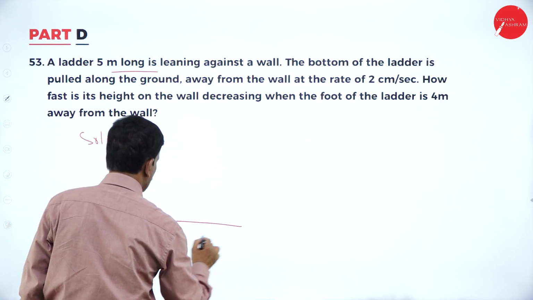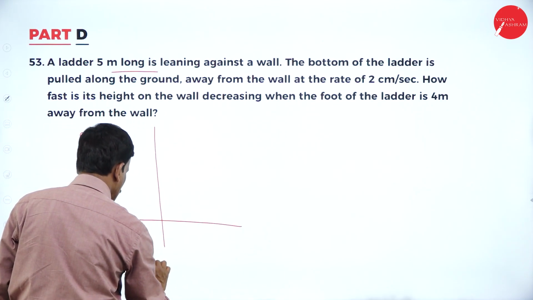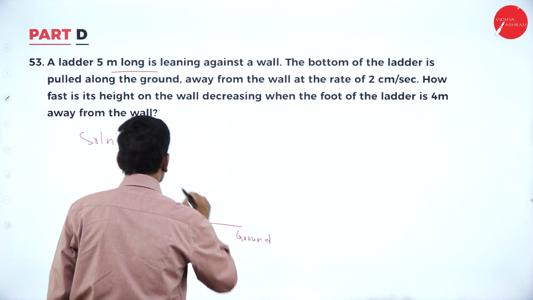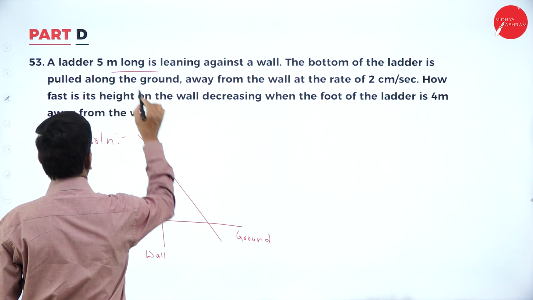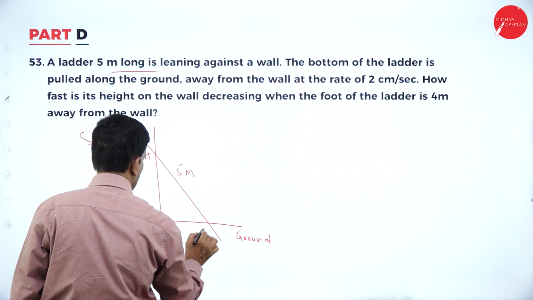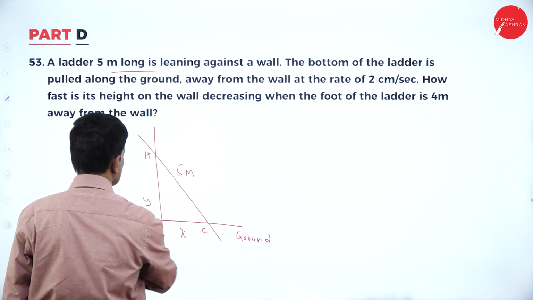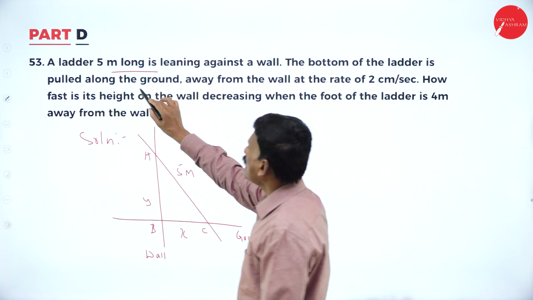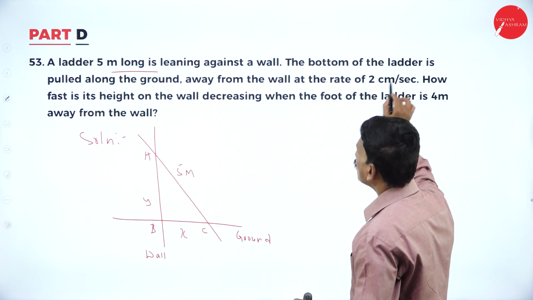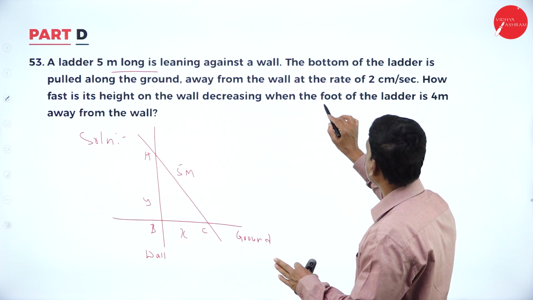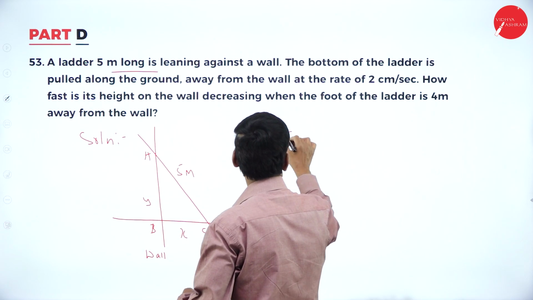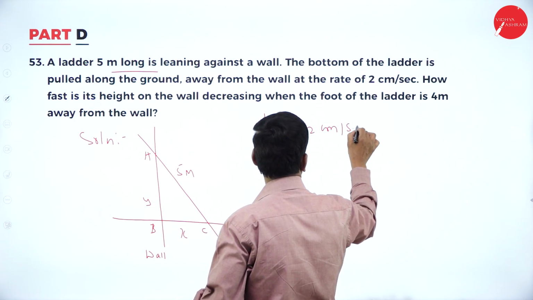Here, this is the ground and this is the wall. This is the ladder. What is given? A ladder of 5 meters long. Let us represent the vertices as A, B and C. This is x and this is y. The bottom of the ladder is pulled along the ground away from the wall at a rate, so the bottom is nothing but dx by dt. Dx by dt is equal to 2 centimeters per second.